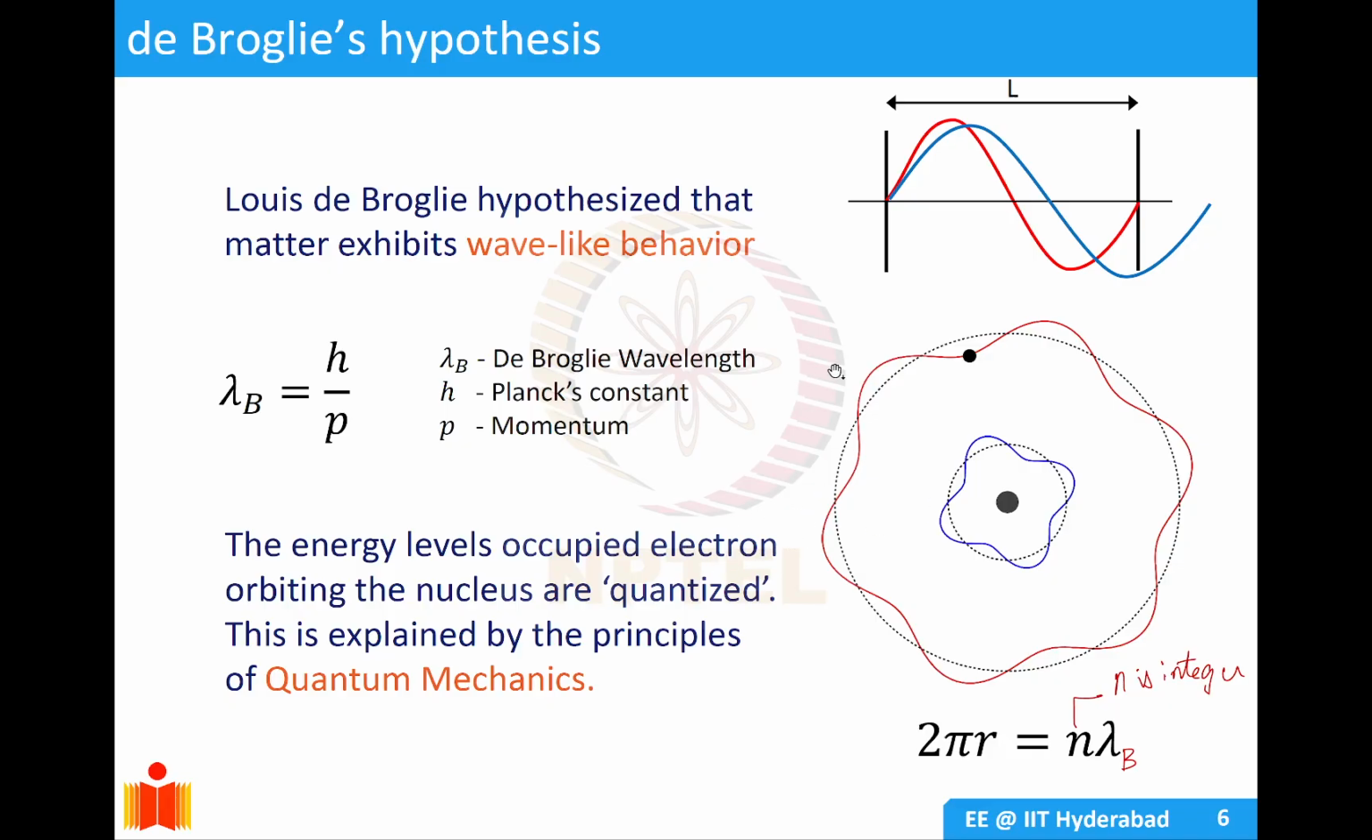then it will have a particular energy which is quantized, and it is explained by quantum mechanics. So it won't be moving in a straight line. It will have a wave-like nature, and the formula for that is 2 pi r equals n lambda, where n is an integer.